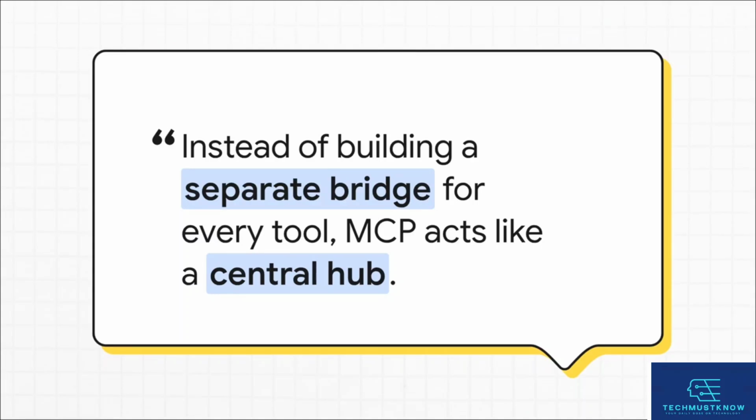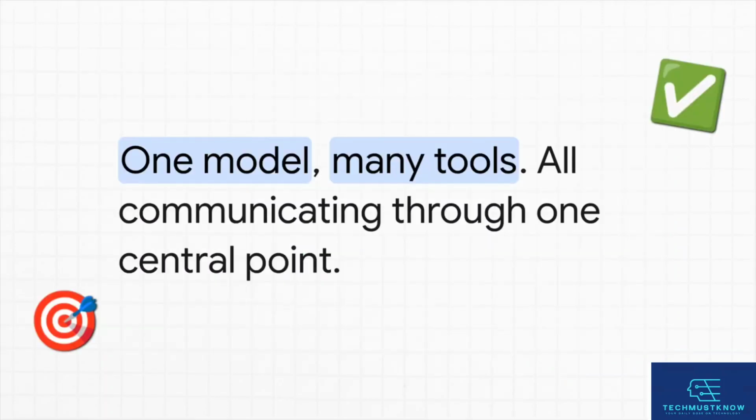And this quote really nails it. Instead of building all those separate bridges, one for every tool, MCP acts like a central hub. See? Forget all those individual connections. Now everything just flows through one single point. It's such a simple idea, but the implications are, wow, they're huge. So what you get is just simplicity. One model, tons of tools. And they can all communicate because they're all using that one central point. All that crazy complexity we talked about, it just disappears.